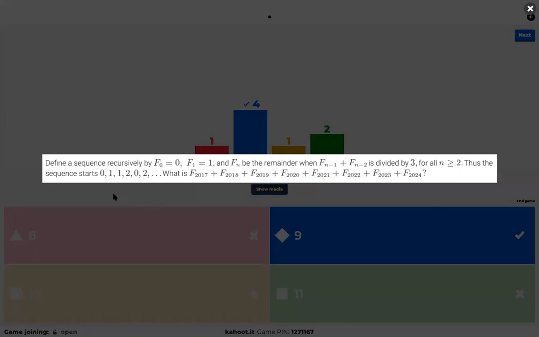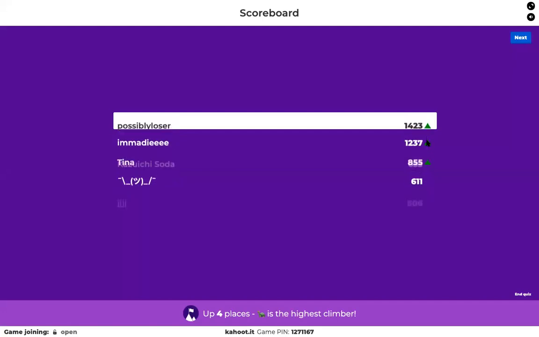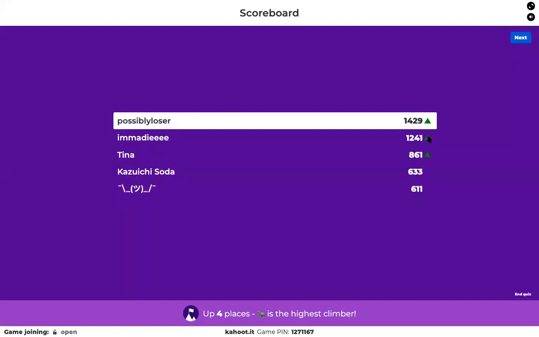So this one should be familiar because we did a similar example. But it wants us to find the sum of 8 numbers. And since this repeats, we can just add up all 8 numbers to get the answer, which happens to be 9. All right. Possibly loser is in first place now.